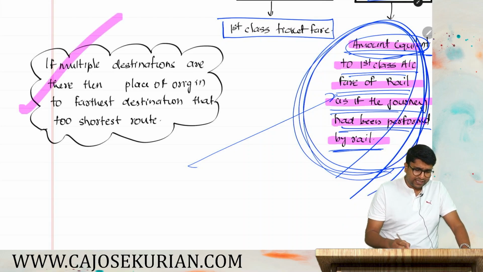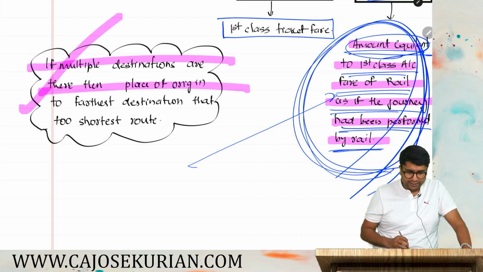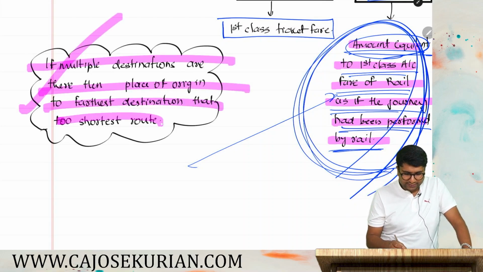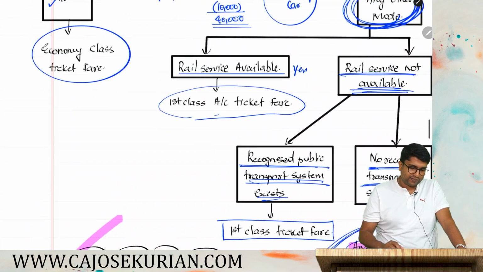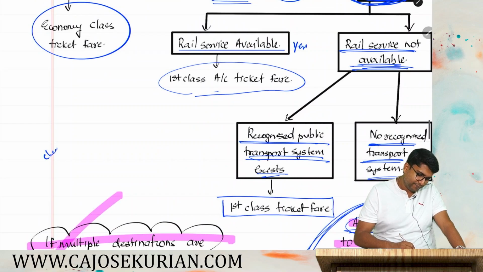And one more thing: if multiple destinations are there, then it is the place of origin to the farthest destination, by the shortest route. That simply means you are going to multiple places. Say from Chennai, you have visited Bangalore.